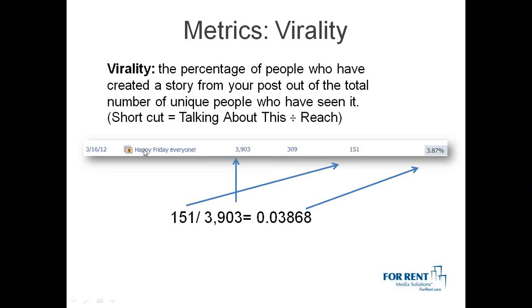I will show you how you can figure that number out, but it does it for you once we get into the page posts, which I'll show you in a second. For example, this content you see here, we shared a photo with the caption "Happy Friday everyone," and that garnered a huge reach. What Facebook did to make that content viral is divide the number of people talking about that post by the number of people it reached. And this is the percentage, almost 4% of our total audience.